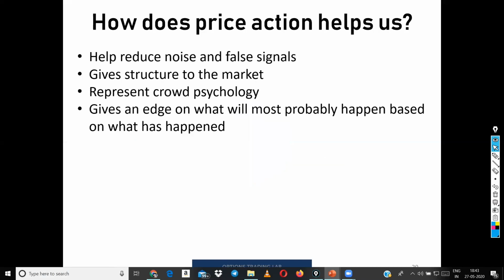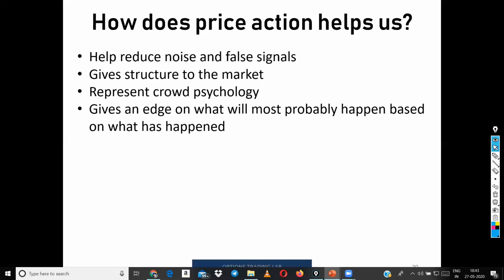And how does price action help us in trading? Price action helps us reduce the noise and false signals, because if you follow price action, most of the traders are also following price action, and you might take better trades than those who do not follow price action. And some people might be trading only based on fundamentals. If you are using price action, you have to look at the fundamentals and the technical side. Then you might get trades that offer higher probabilities.